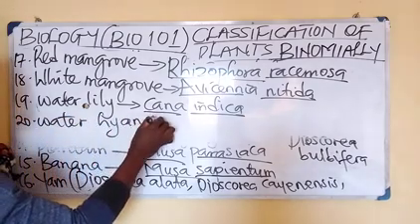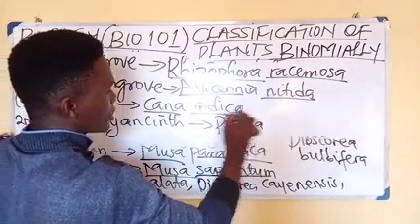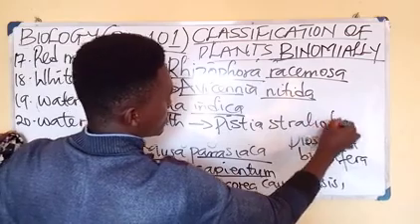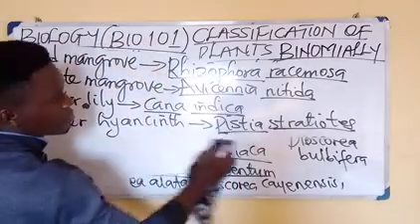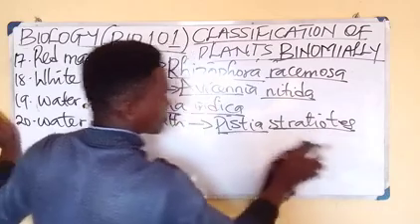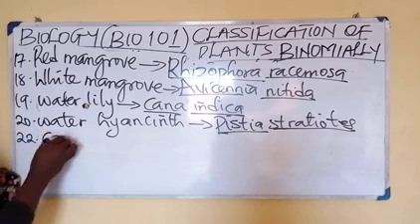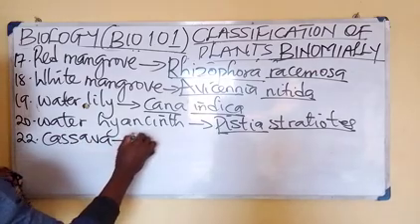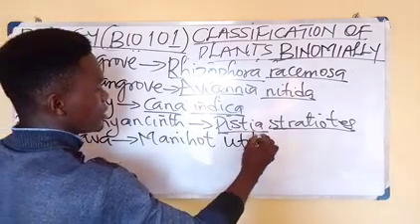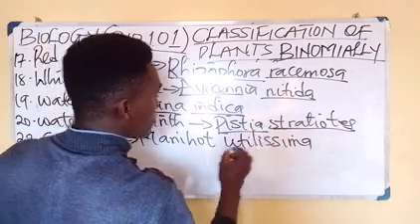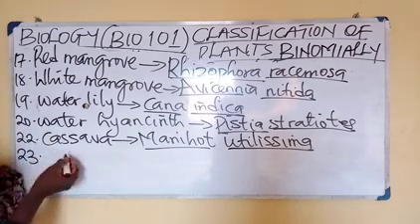Water hyacinth. Alright, it's very easy. You call this one Pistia stratiotes. Alright, Pistia stratiotes. Yeah, which one again? 22, you have cassava. Cassava is Manihot utilissima. Alright, Manihot utilissima.